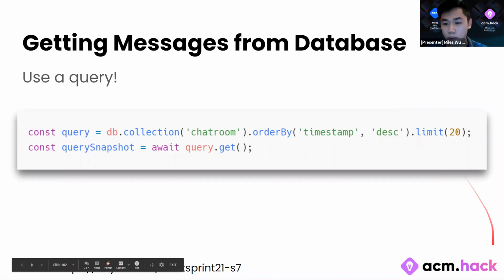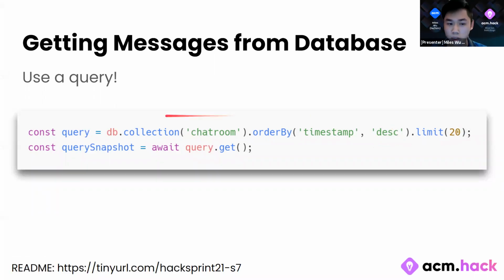So we learned about this actually. We learned how we can fetch from a database. We can use a query, right? And this is the specific query that we're going to use. We're going to do db.collection, chat room, and then order by timestamp descending, so we get most recent to least. And then we're just going to arbitrarily limit to only 20. And then we just await query.get.